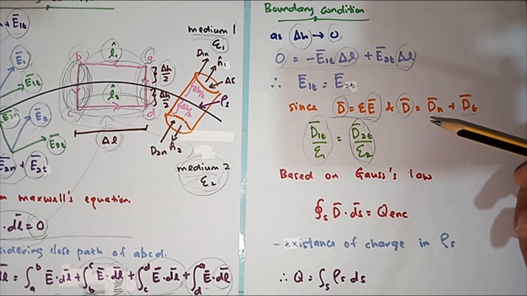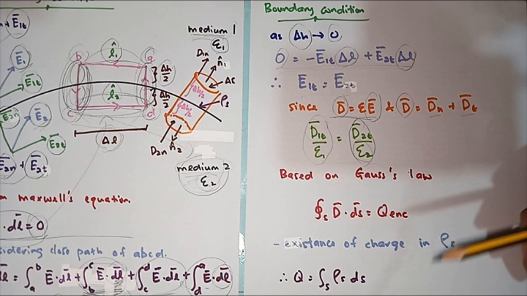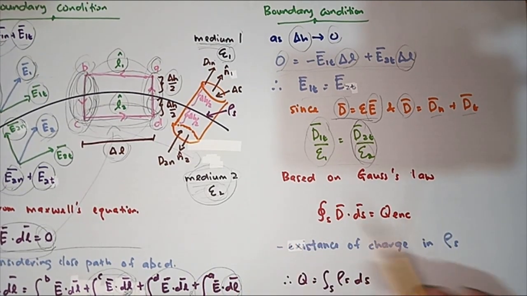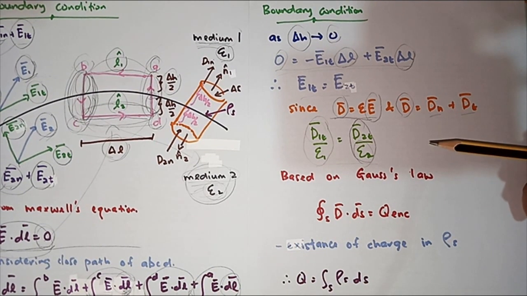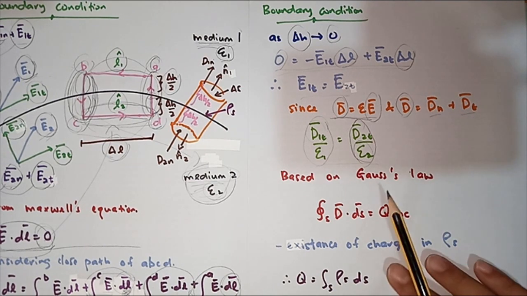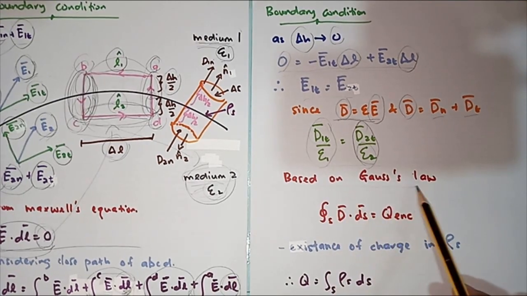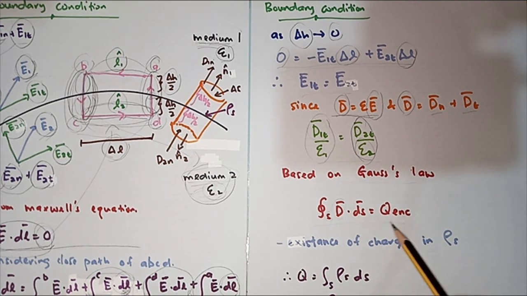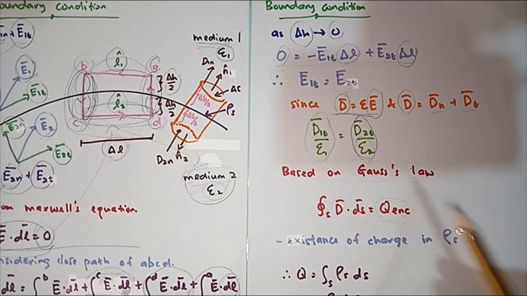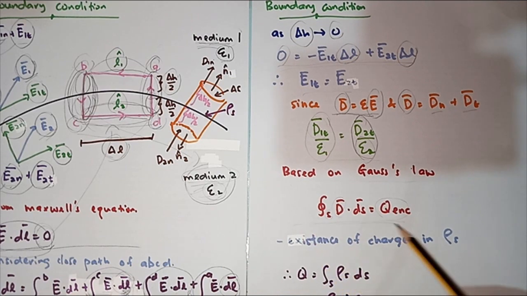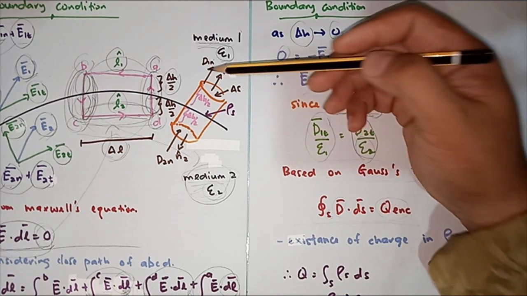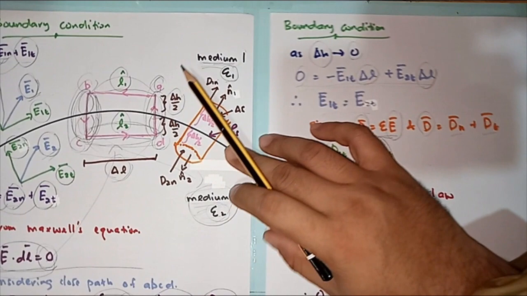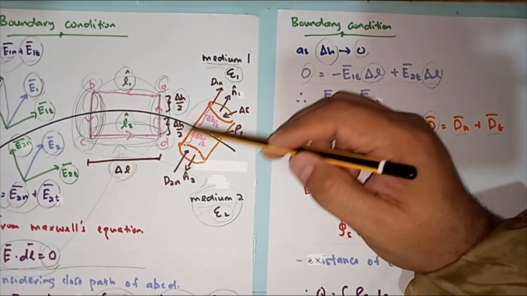To complete our analysis, we need to see the solution for the normal component of that particular vector. Based on Gauss's law, we have this expression, where the closed surface integral of vector D dot ds is equal to the charge enclosed. To use this equation, let's build our Gaussian surface in a cylindrical shape like this.